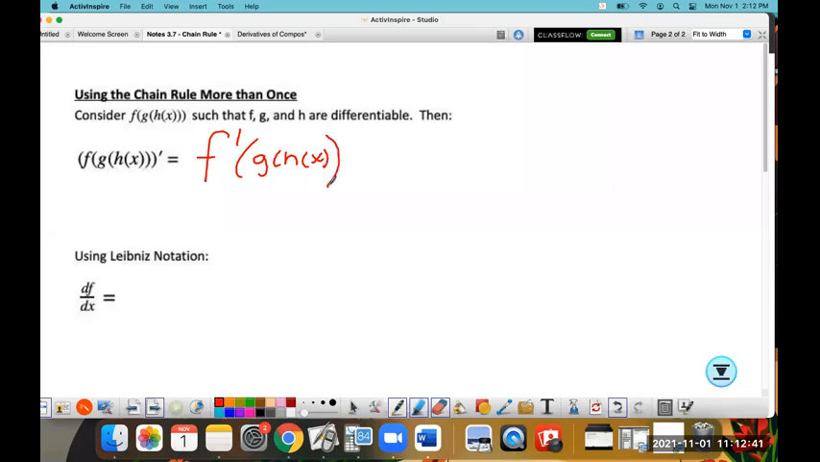F prime of G of H of X, times G prime of H of X, times H prime of X. Yep. So you basically just work your way from the outside all the way to the inside. I would also like you guys to go ahead and try to write up Leibniz notation for that, which you can look at the front of your notes to see how we wrote that. I'll give you a minute.